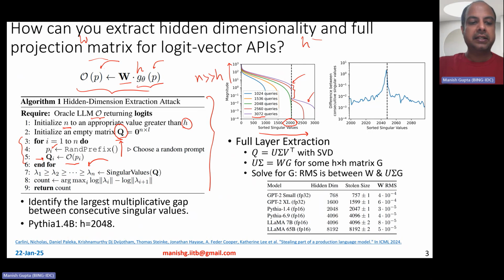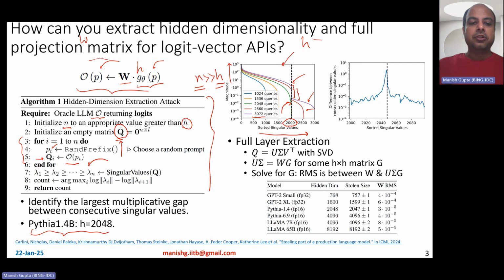And actually, it's predicted rightly so because this experiment was done for the Pythia 1.4 billion model, where the hidden dimensionality is 2048 actually. Okay. So of course, the larger the number of queries that you run, the starker this difference between the 2048th and 2049th eigenvalue. So as you see, in the red curve also there's a gap between the 2048th and 2049th value, but it's rather smaller. Okay. Of course, if you fire fewer than 2048 queries, then you won't see that gap. So therefore, you must choose an n which is larger than h.